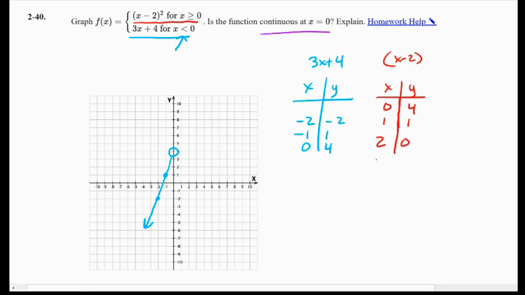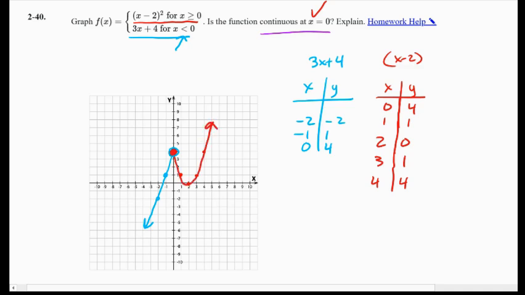I'm going to plug in a couple more because I want to get that general parabola shape. 3 minus 2 is 1, squared. 4 minus 2, 2 squared. And so when I plot these points, 0, 4, it fills this point in, which tells me it is going to be continuous. What is it? 1, 1, 2, 0, and mirrored here. So there's my parabola shape.